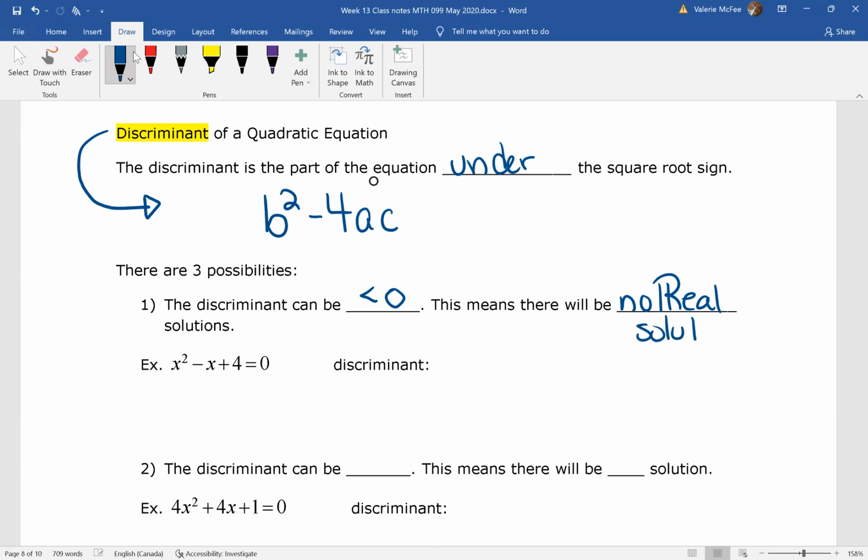When we were talking about radicals, we said that it's possible for there to be an imaginary solution, but we're not concerned with imaginary numbers in this course. So let's find the discriminant for question 1. Pause your video, find A, B, C, and then find the discriminant.